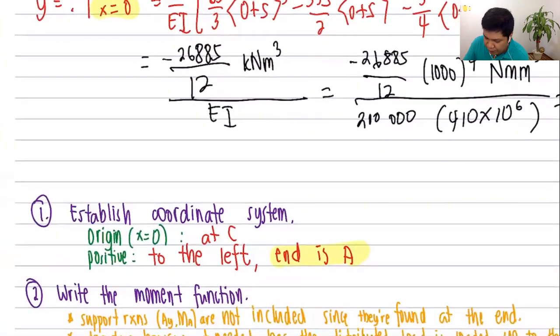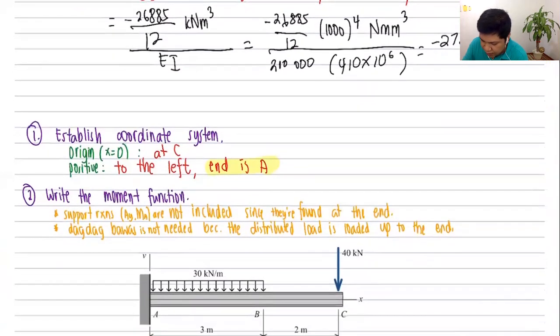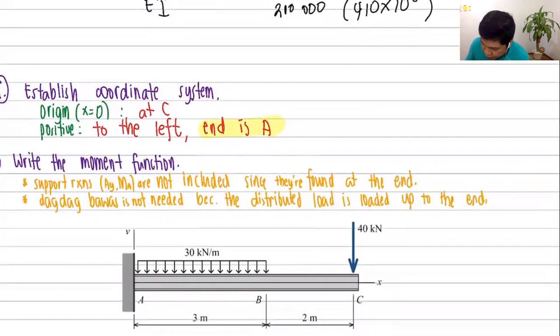Now, we write the moment function. However, please take note, if my origin, or where x equals 0, is actually at C, and positive is to the left, that changes the entire problem because what is the end of the beam? It's A. Therefore, the support reactions AY and MA are not included because, as we have mentioned, they are found at the end. Anything found at the end is not included, and our end is at A, so the support reactions are not included. What else?